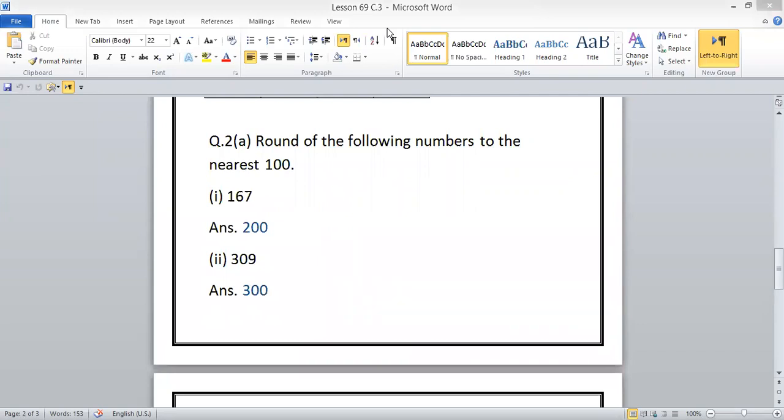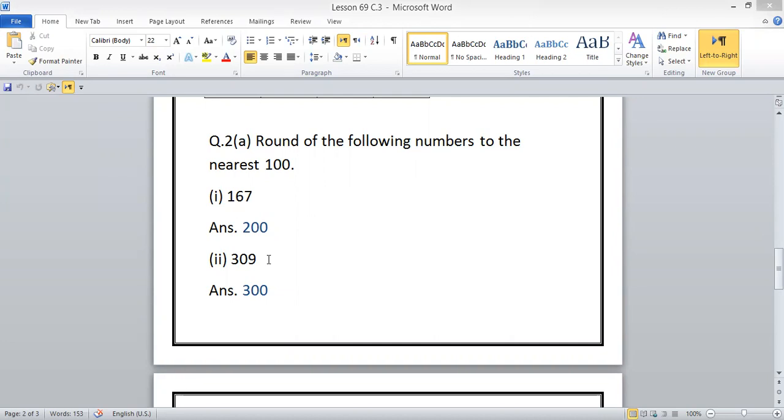Very good. Round off to the nearest 10, nearest 100. Question number 2A on the top of the page. Write the date, which is 19 January 2022. Page number 88. The topic name is Order. Question number 2A is: round off the following numbers to the nearest 100. The first is 167. The second is 309. Start writing in your notebook, guys.